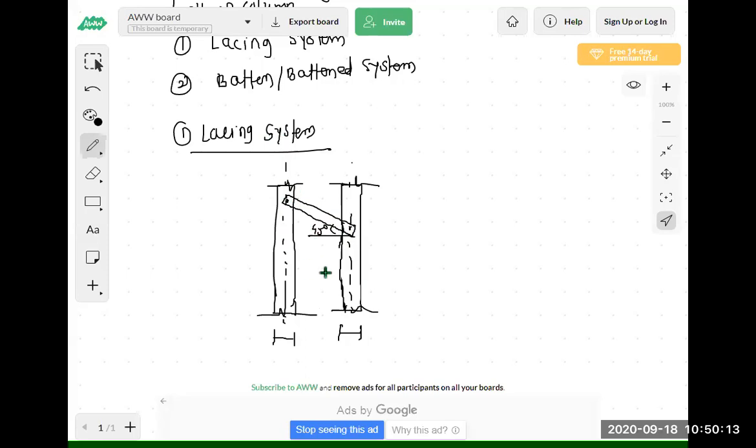So why are we calling this a lacing system? Because we are designing the built-up column. A built-up column is nothing but providing two columns, or two I sections or two channel sections, instead of a single one. Do you understand?